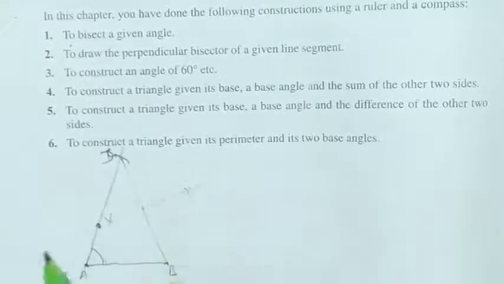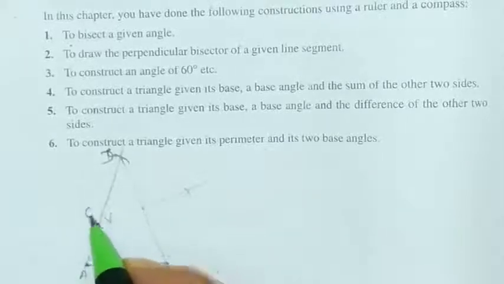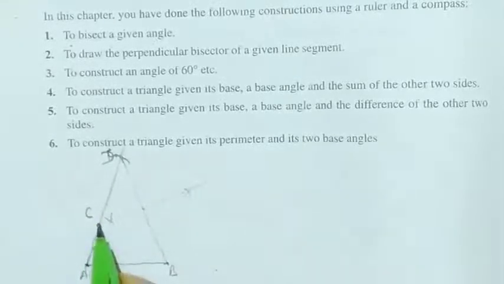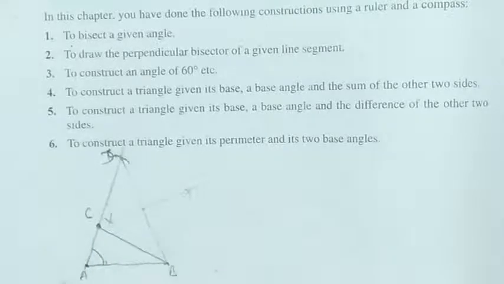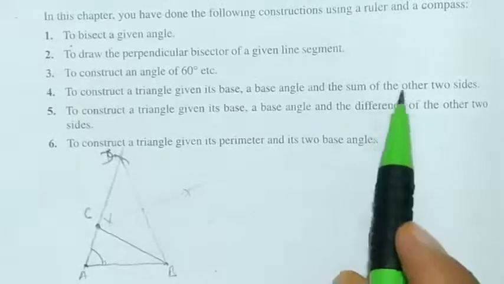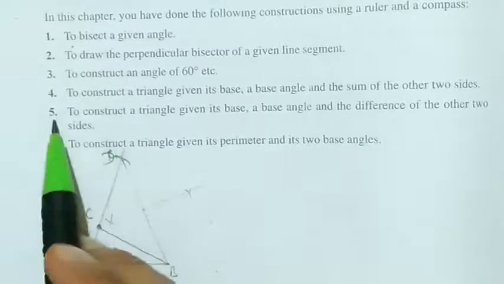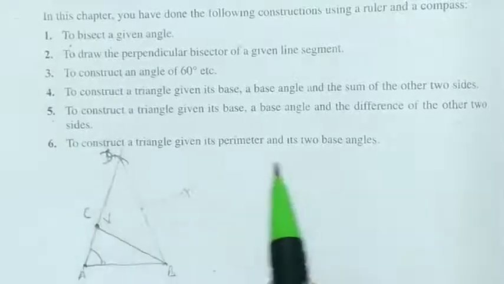Okay, this perpendicular bisector meets this AD at this point, so that will be your point C, and then this ABC will be the final triangle, if the sum of the other two sides and the base is given, with the base angle. Now this fifth point I will construct here.